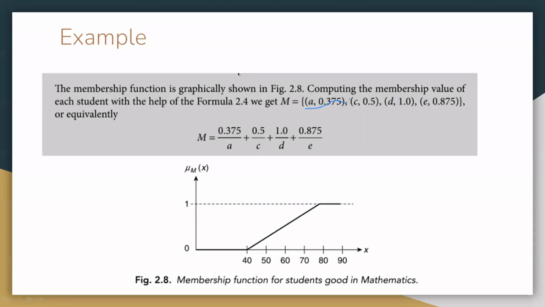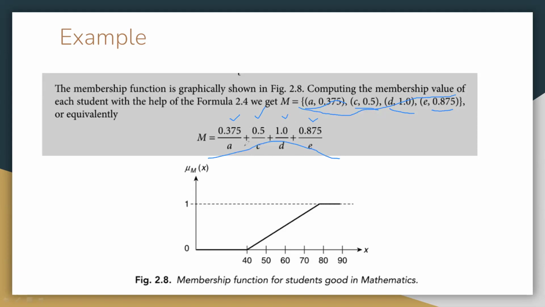You can see here, A has a value of 0.375, C has a value of 0.5, D has a value of 1.0, and E has a value of 0.875. And you can see B has been excluded from the set M because the membership is 0. So you can see the membership value of each of the elements applicable in the subset M is given here. You can denote it in this way, or you can also denote it in this way. Both are correct.